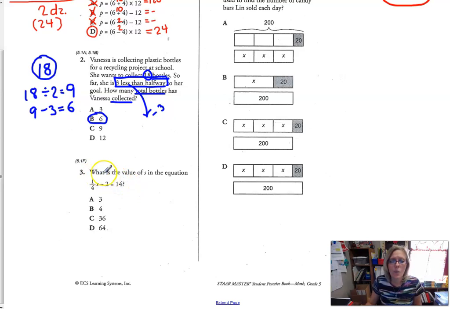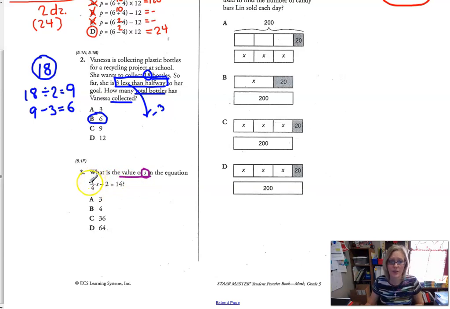Let's read it. What is the value of s in the equation 1/4 s, that means 1/4 times s, minus 2 equals 14? So I want, what is the value of s? And in here, if I read this the right way, I know that 1/4 in front of a number, or any number in front of a letter, means multiply. So I know that's 1/4 times s minus 2. And now my answer has to be 14.